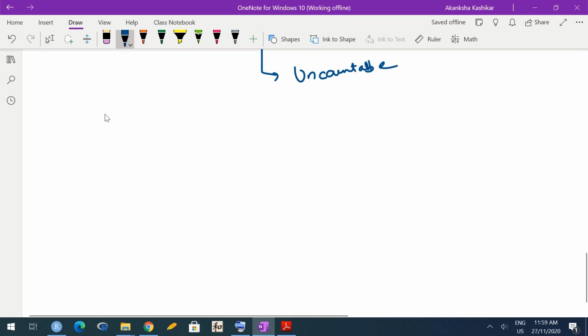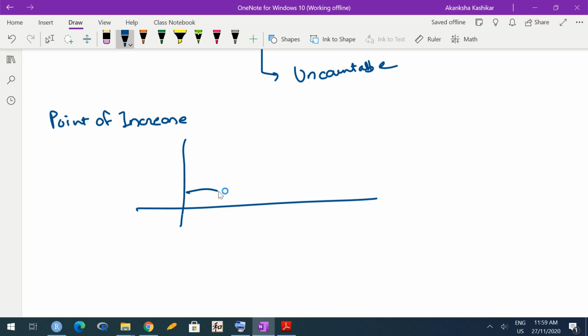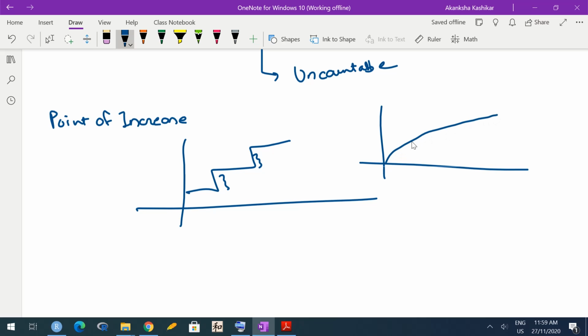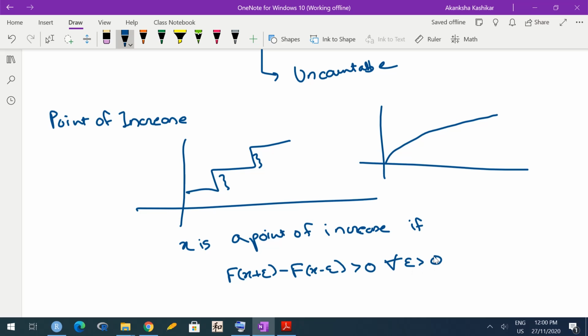Now let us define one more term, that is point of increase of a distribution function. If we have this step type of function, obviously these are points of increase because at these points the distribution function is increasing. But on the other hand, if you have a continuous distribution function, something like this, then every point is a point of increase. So how do we define a point of increase? X is a point of increase if F of x plus epsilon minus F of x minus epsilon is greater than 0 for every positive epsilon.